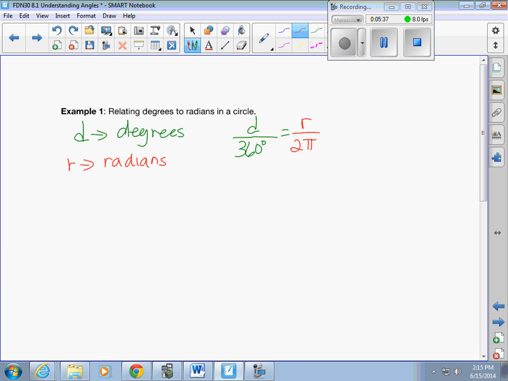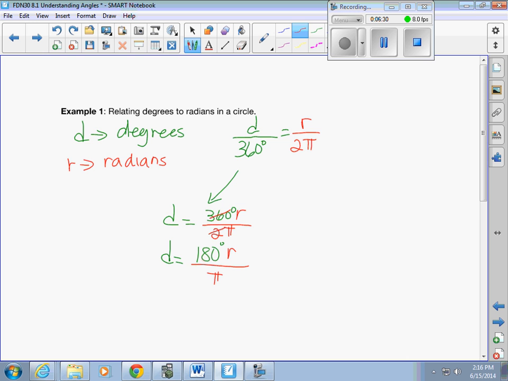So then if we want to calculate just for d, d would be equal to 360 degrees times r, so all I'm doing here is cross multiplying, over 2 pi, which means that your degrees, if I reduce, is equal to 180 degrees times r over pi, because 2 will go into your 360. So if you want to figure out how many degrees are in something, and you have it in radians, then you do 180 r over pi.